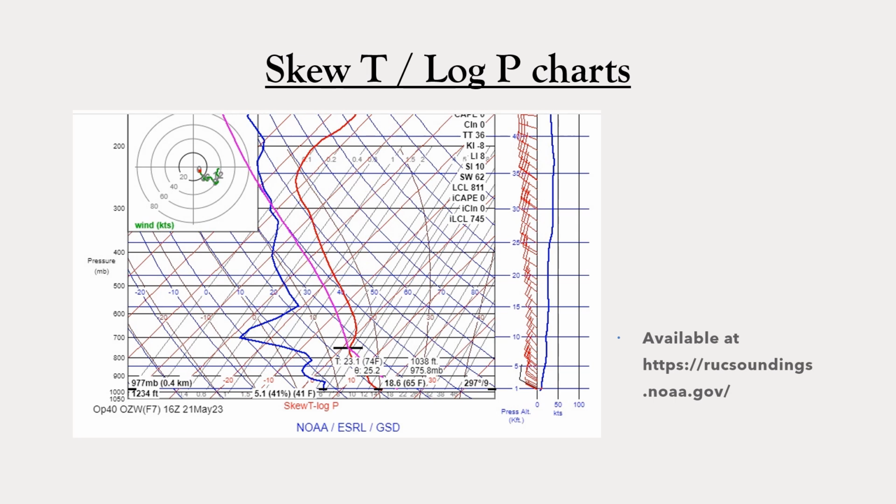So this blue line is the dew point as a function of altitude, and the red line is the temperature as a function of altitude. The temperature scale is skewed diagonally, and the pressure scale uses a logarithmic chart. The effect of that is to make the temperature line kind of vertical as a function of altitude.